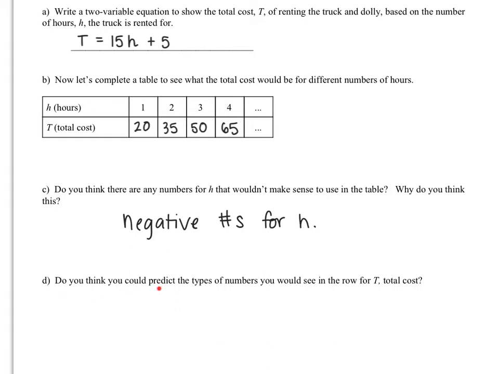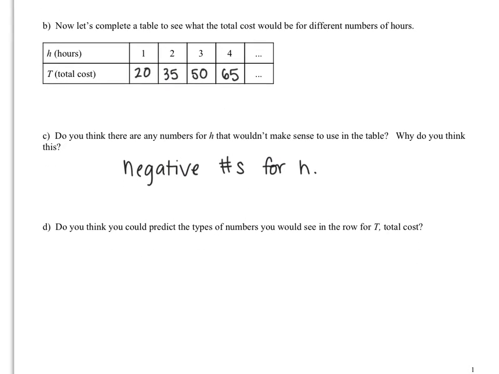Do you also think you could predict the types of numbers you would see in the row T for total cost? So if I look at my numbers so far, I've got 20, 35, 50, 65. What's going to be true about all these numbers that come after? They're definitely all going to have a 5 or a 0, and they're going to be going up by 15 each time. That's kind of what I was going for there. So it wouldn't make sense to have, say, like a 73 come into this equation.